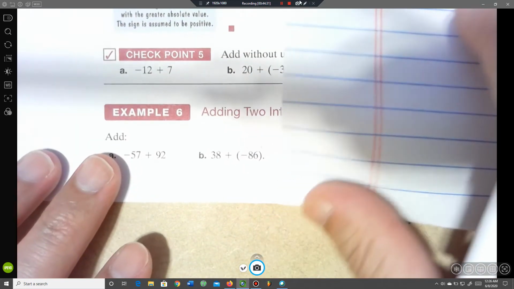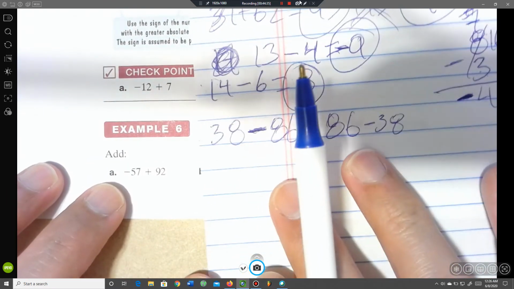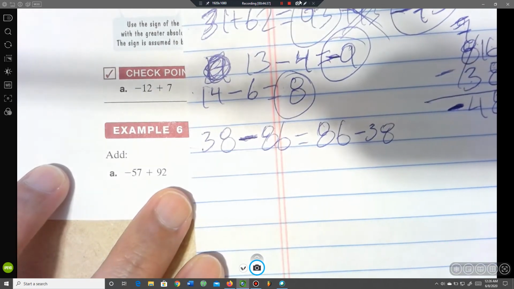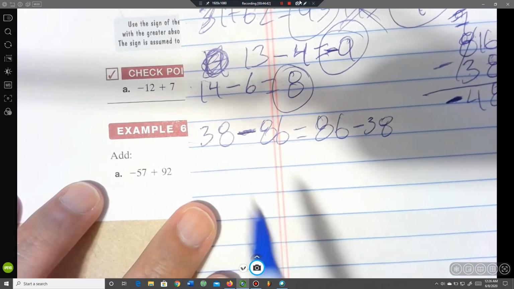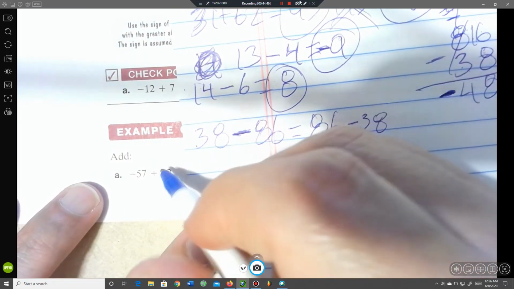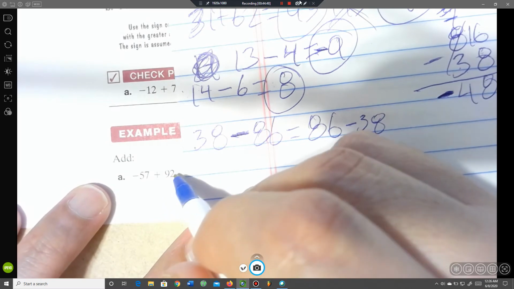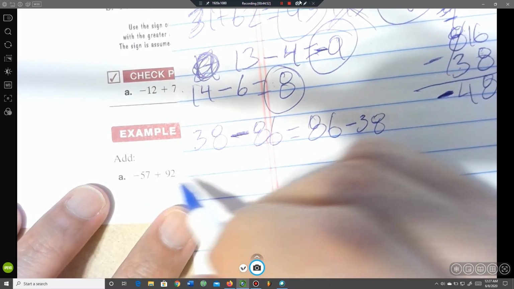Because we are going to see that again, and that's a whole lesson in itself, subtracting integers and all that stuff. But I'm introducing it here. Anyway, negative 57 plus 92. Okay, so I know I have a subtraction here, right?